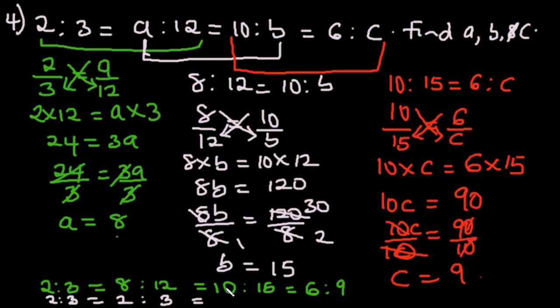10 and 15, what's common to them is 5. 10 divided by 5 is 2. 15 divided by 5 is 3. 6 ratio 9. 3 is common to both of them. 6 divided by 3 is 2. Then 9 divided by 3 is 3. You can see they're saying the same thing. They are equal. It's the same. So that's how to solve for missing values in a proportion.